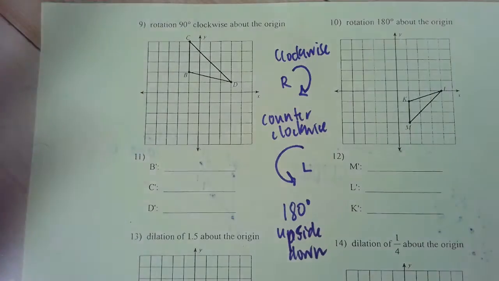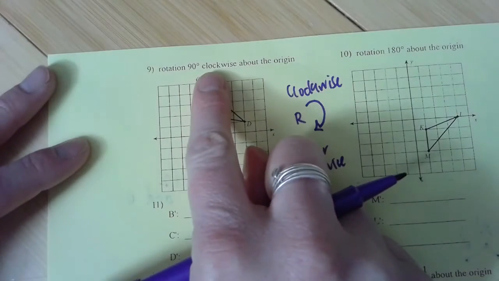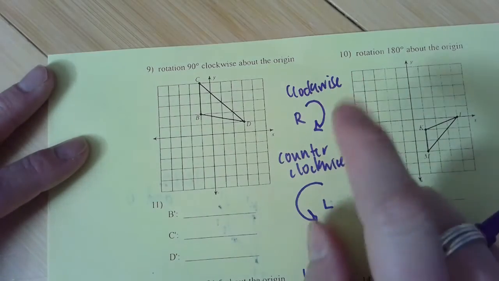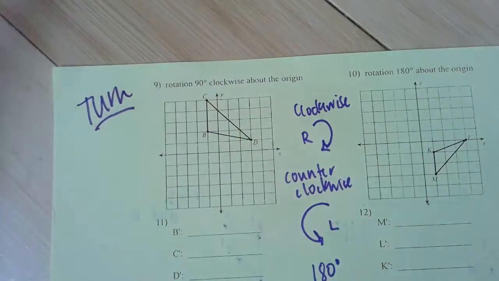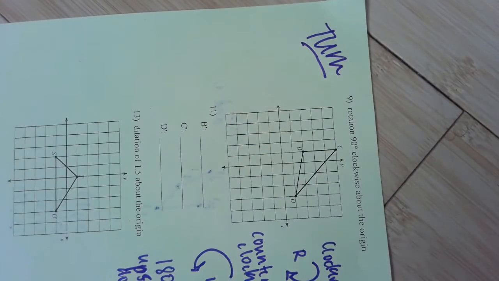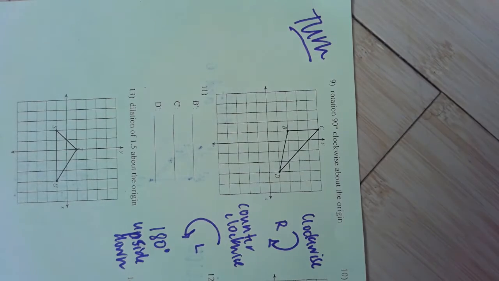Okay, so this first one says that we're doing 90 degrees clockwise. So we're going to turn to the right. So rotations are turns. That's their little nickname. So I'm going to turn it to the right. And we're going to pretend like this graph is right side up, and we're going to write down these ordered pairs.